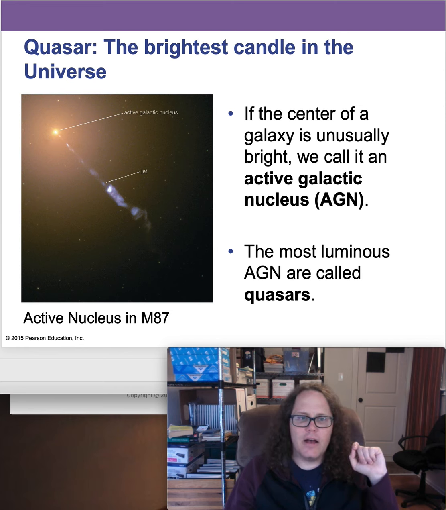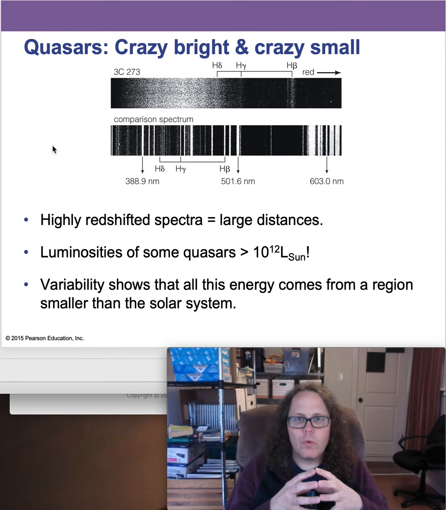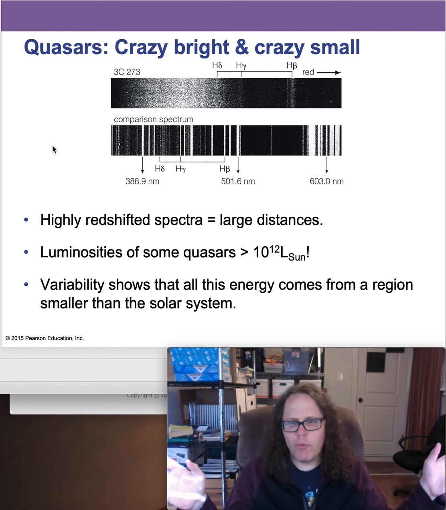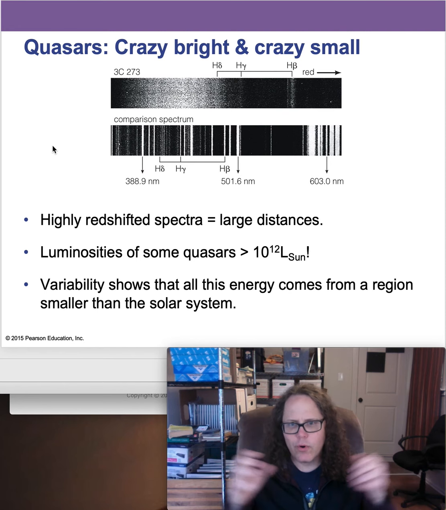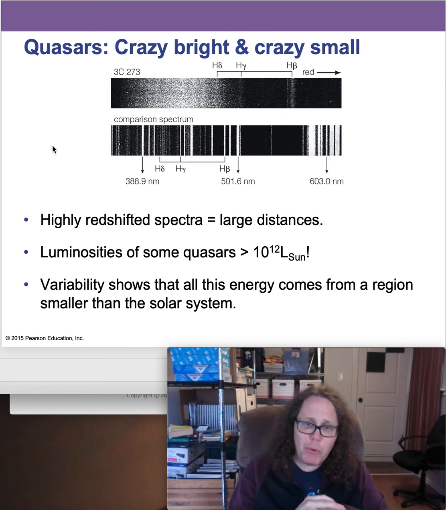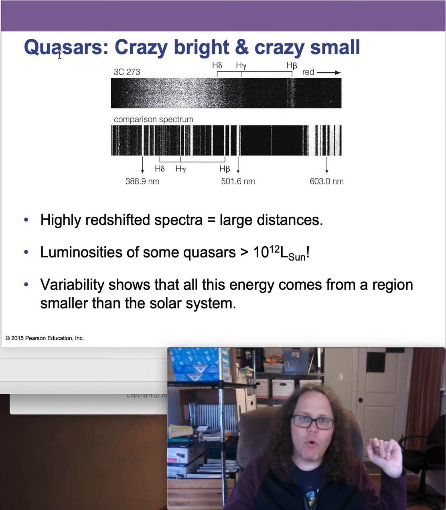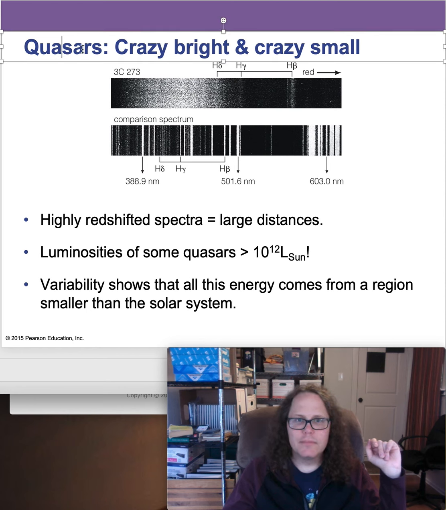If an AGN is particularly bright, we call it a quasar. The word quasar is a really cool word. I just like walking around saying the word quasar for no reason. It is a portmanteau, which is a contraction without an apostrophe. It means quasi-star.